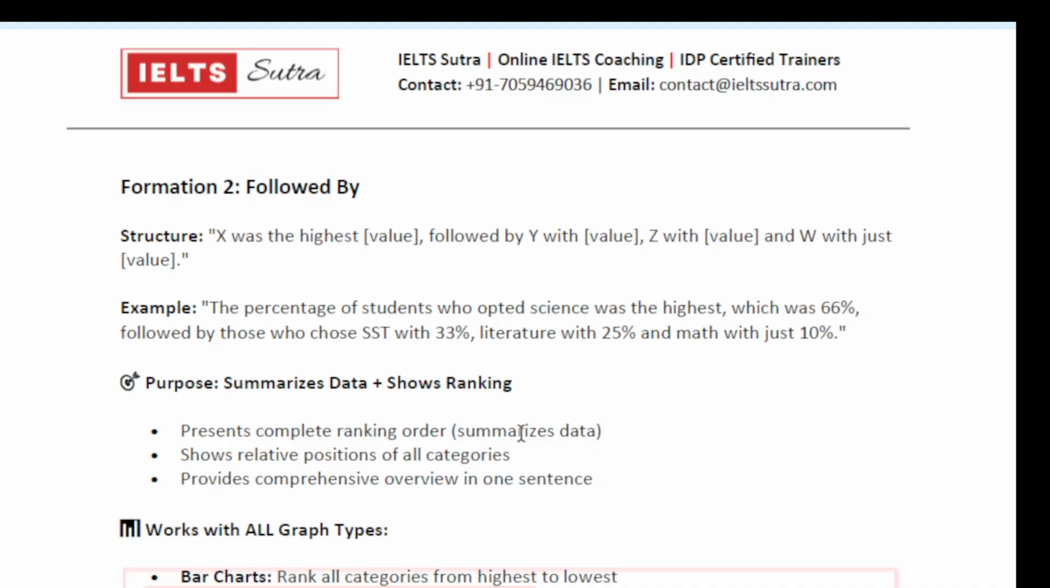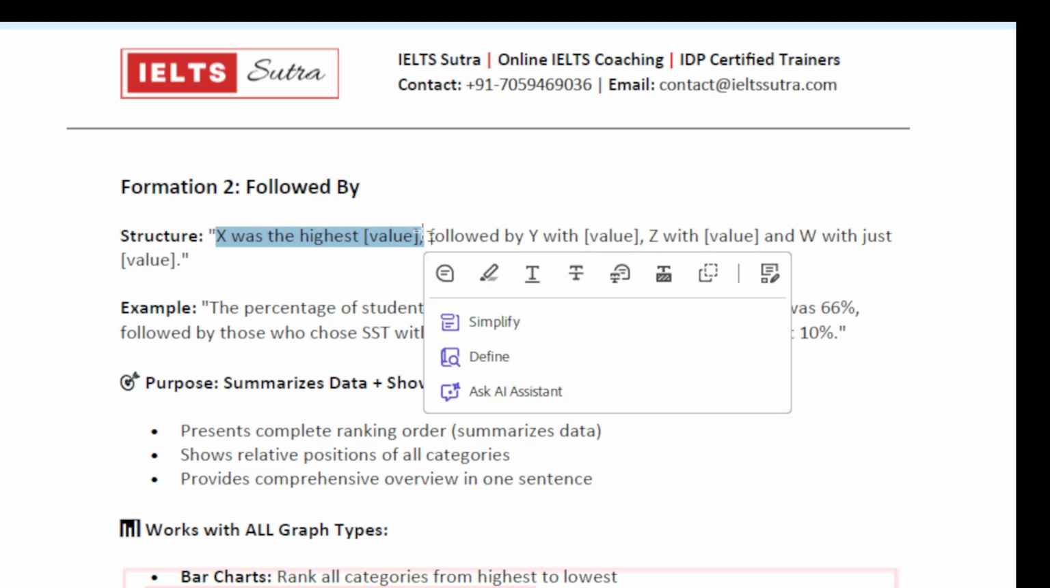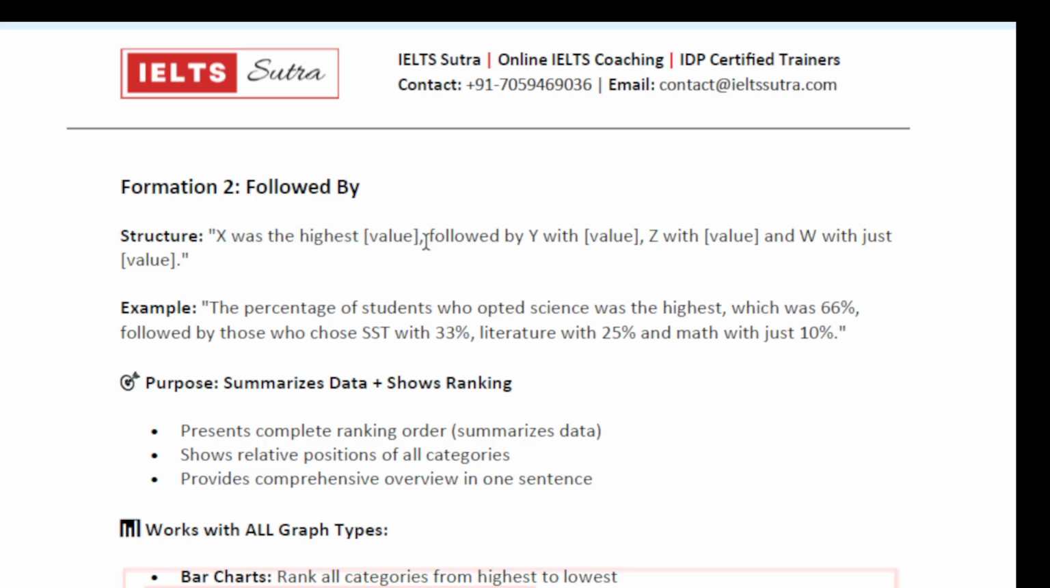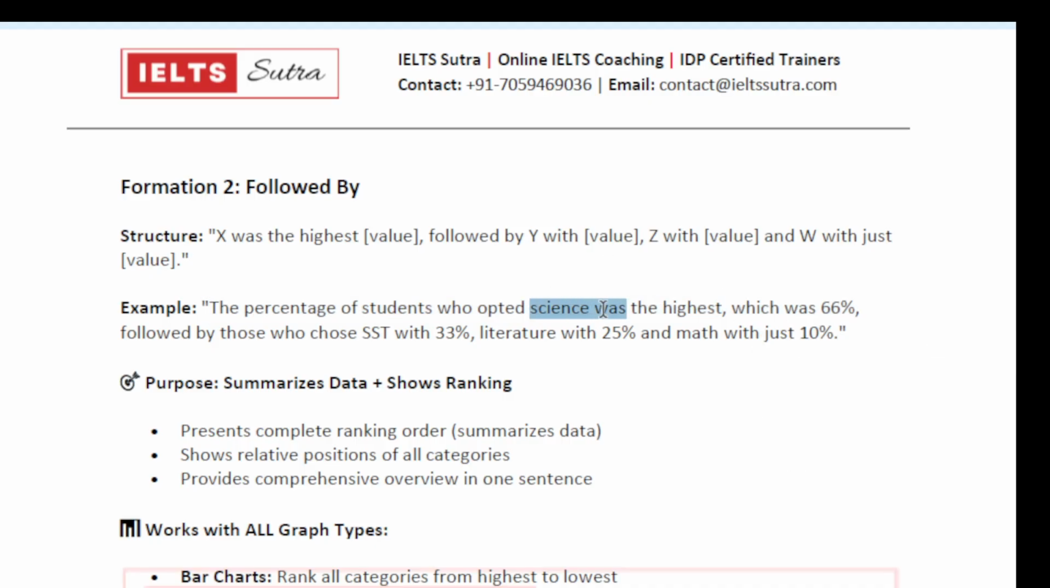The first half of the sentence is the same as the highest lowest formation, which is basically presenting the highest value, like x was the highest value, comma. Then we write followed by, now the second highest, which was y, with value z, and w with this value. So it goes like: the percentage of students who opted science was the highest, which was 66%. Now pay attention that this is the same as the first formation, the highest lowest formation, where we reported the highest point. Now after this, the second half will change.